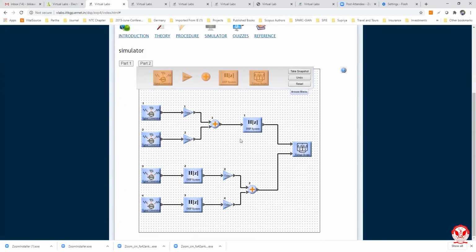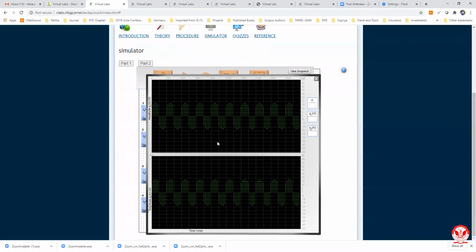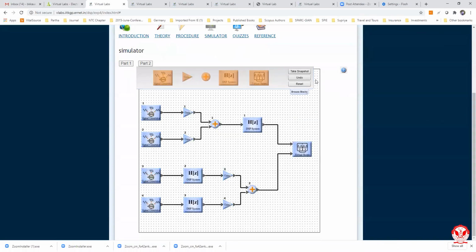We are using the DSP system here to produce the output Y. For x1 we are getting y1, and for x2 we are getting y2. Again, both are amplified and added, and we are getting y here. On the virtual scope, this is what we find for this system. So this is all about the LTI system.